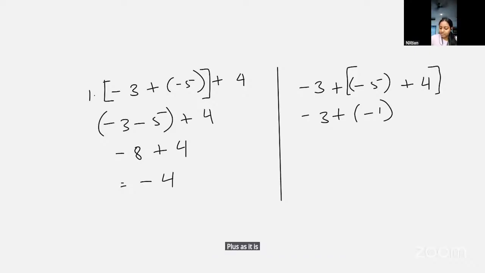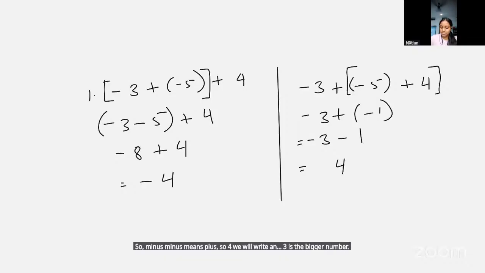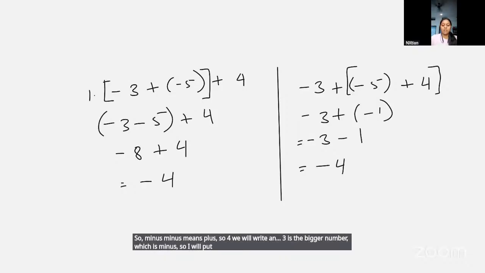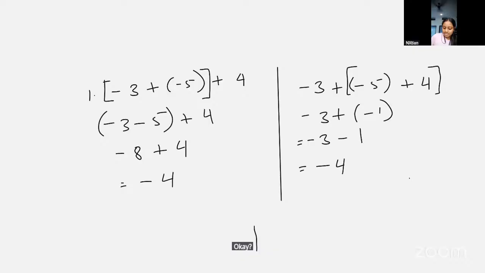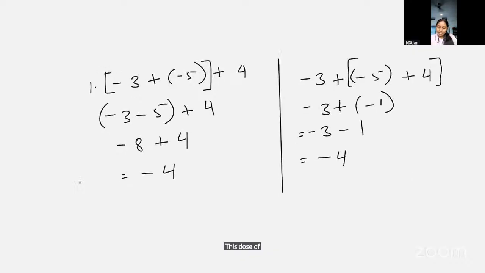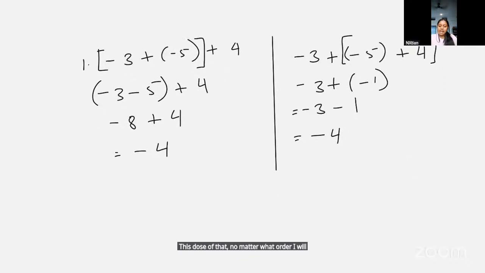Now I will solve it. Minus 3 plus minus 1. Minus 3 plus minus means minus. So 4 we will write, and 3 is the bigger number which is minus, so I will put minus. So this tells us that no matter what order I add in, I will get the same answer. This gives us a third property.